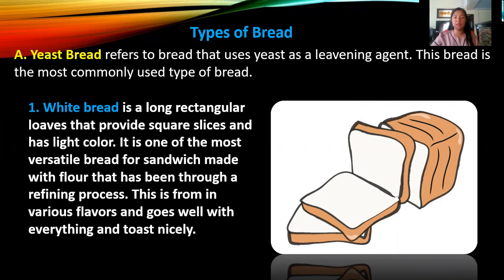The first one is the white bread. It's a long rectangular loaf that provides square slices and has light color. It is one of the most versatile breads for sandwich made with flour that has been through a refining process. It comes in various flavors, goes well with everything, and toasts nicely.